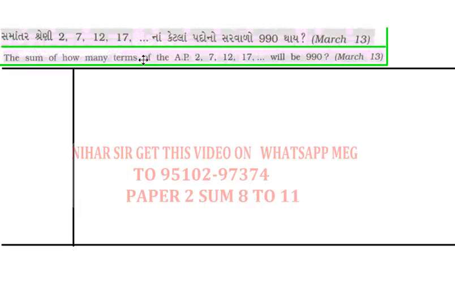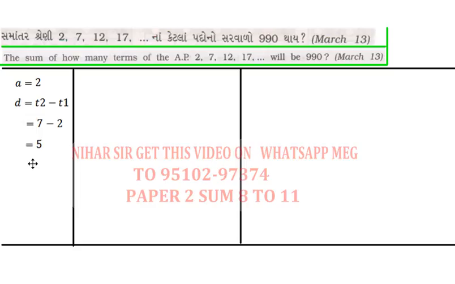The sum of how many terms of the AP 2, 7, 12, 17 will be 990? कितनी terms का total 990 होगा? So the first term A, T1, is equal to 2, D is equal to T2 minus T1, that's 5. Sn is equal to 990. So the final answer is 990, the sum of some terms is 990.